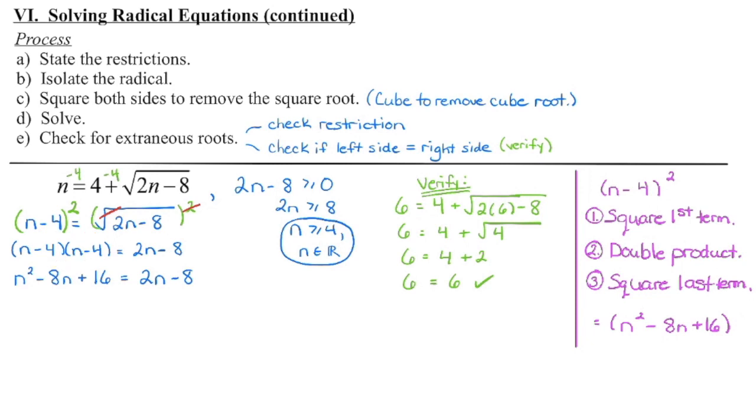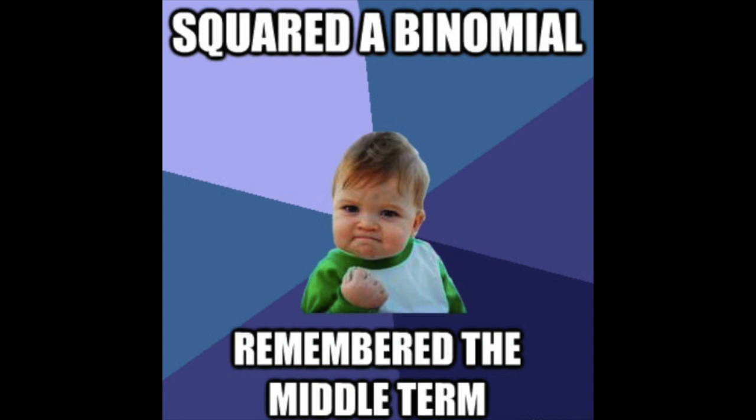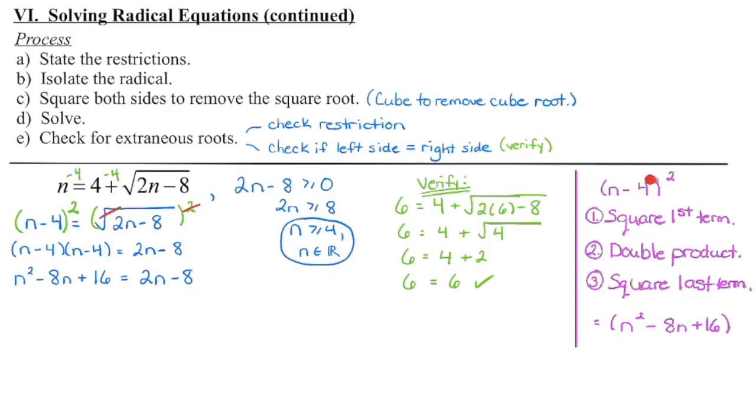And then we square the last term. Now watch the sign here. Negative squared becomes a positive, so we're going to square that last term because we know it's always going to be this times itself. So I say, okay, let's square the first term, double the product, times it by 2, that gets us that middle term. Don't forget that middle term. And then we're going to square that last term.